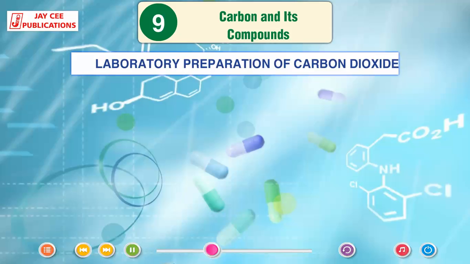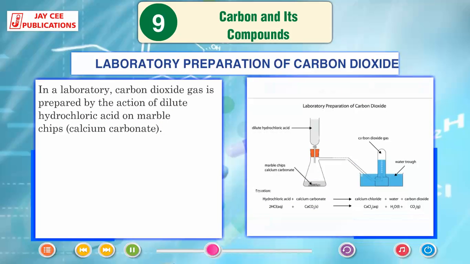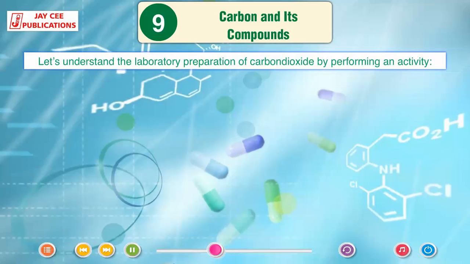Laboratory preparation of carbon dioxide. In a laboratory, carbon dioxide gas is prepared by the action of dilute hydrochloric acid on marble chips, calcium carbonate. Let us understand the laboratory preparation of carbon dioxide by performing an activity.